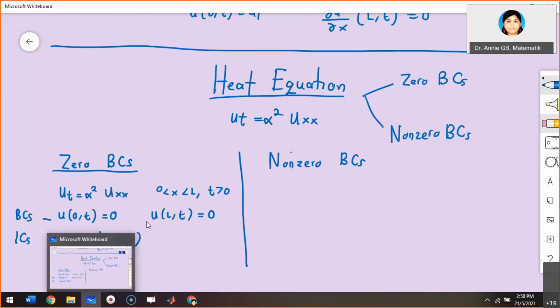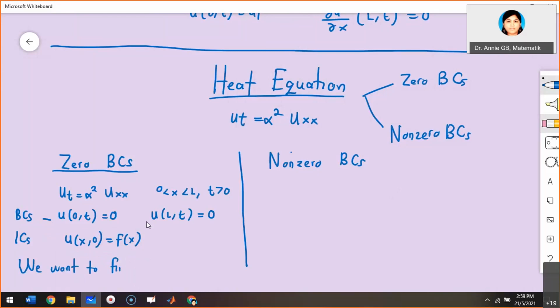Okay, what is my u here? Okay, u(x,t) ni kita nak cari. We want to find u(x,t), which is the temperature at the position of x and t. Okay? So, alpha ni constant, boleh apa saja nilai. L is the length of the rod. f ni any function lah.